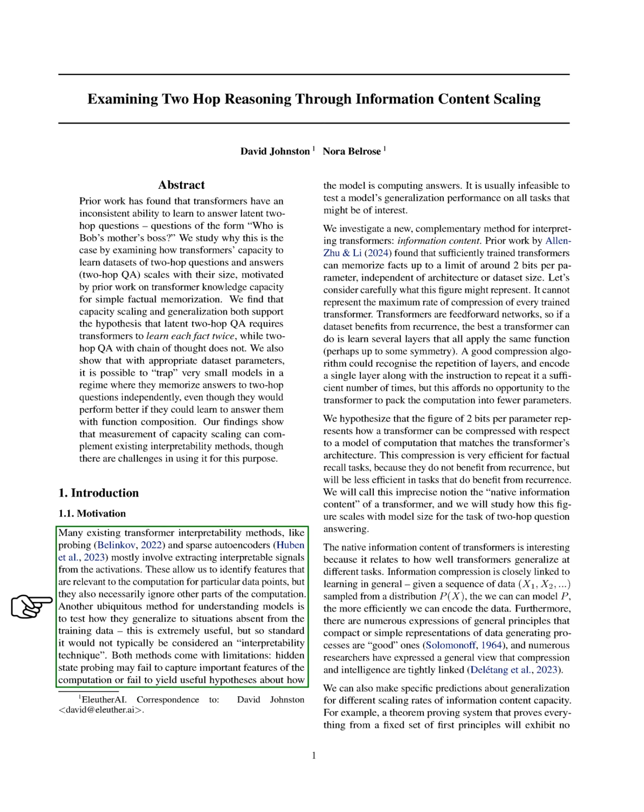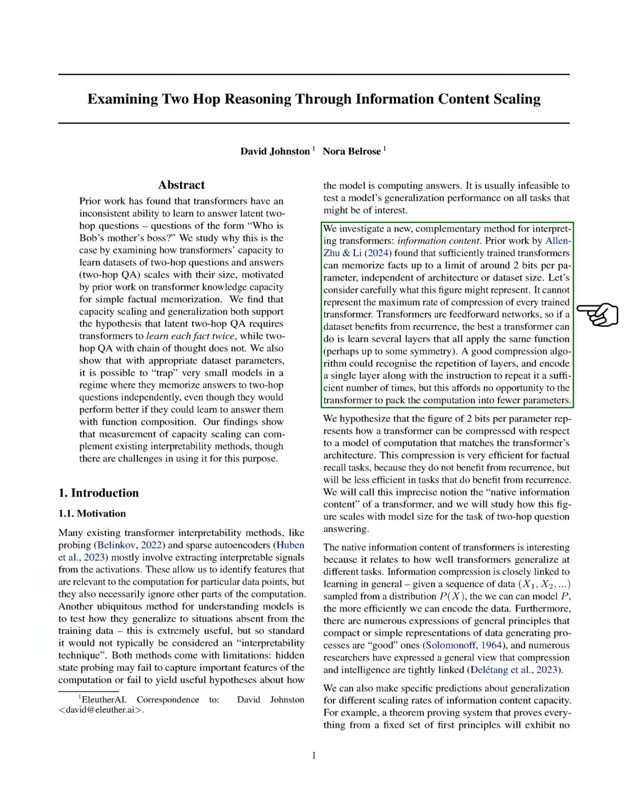Another common approach is to evaluate how models generalize to unseen situations, which is useful but not typically classified as an interpretability technique. Both methods have their drawbacks. Probing may miss key features, and testing generalization across all potential tasks is often impractical. We explore a new method for interpreting transformers based on information content.